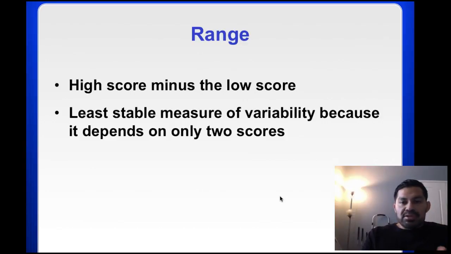However, the problem with that is, it's the least stable measure of variability because it only takes into account the highest and the lowest. What if, out of the 50 guys on the football team, 35 or 40 of them are closer to the 50-pound dumbbell curl range? This range number would not really tell us that. It would just say that the range is 50, but it wouldn't tell us that, whoa, more than half of the guys aren't as strong as the strongest guy on the team.